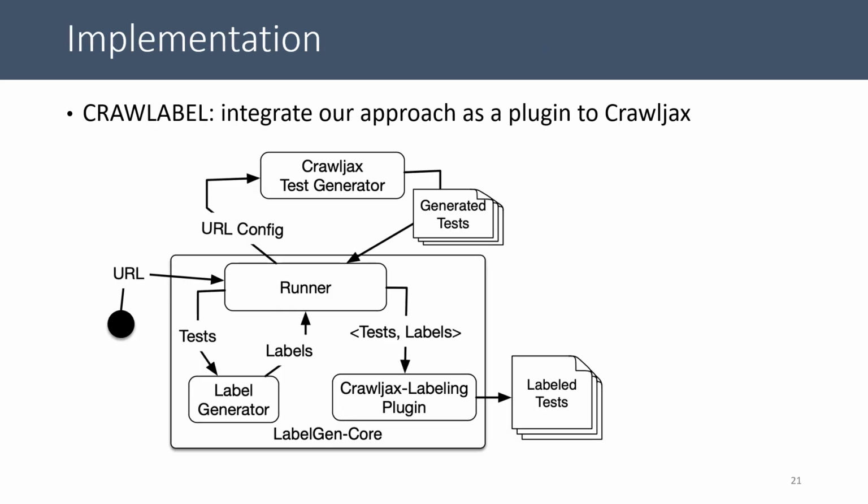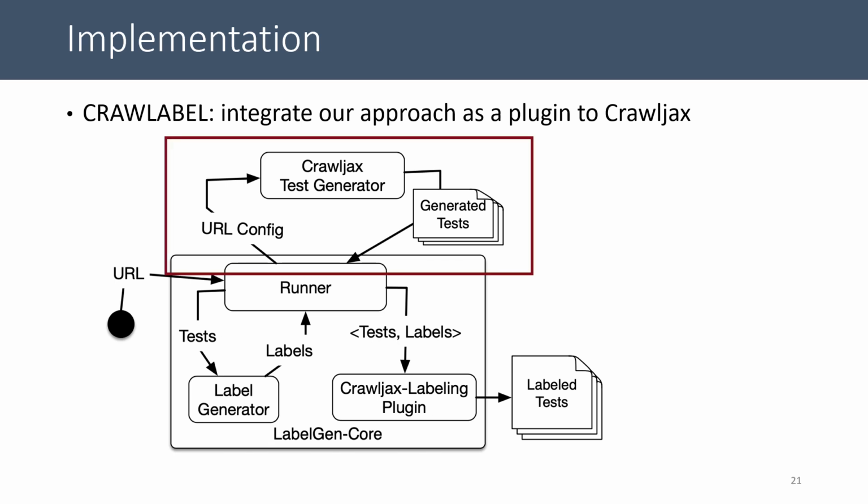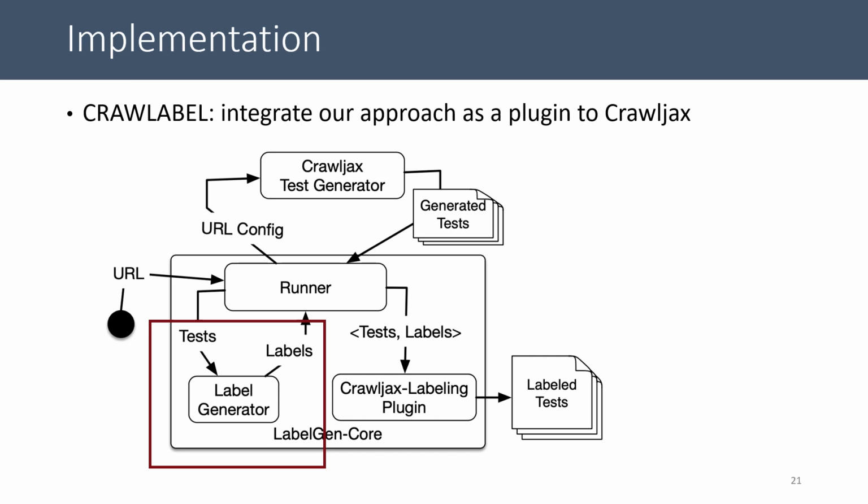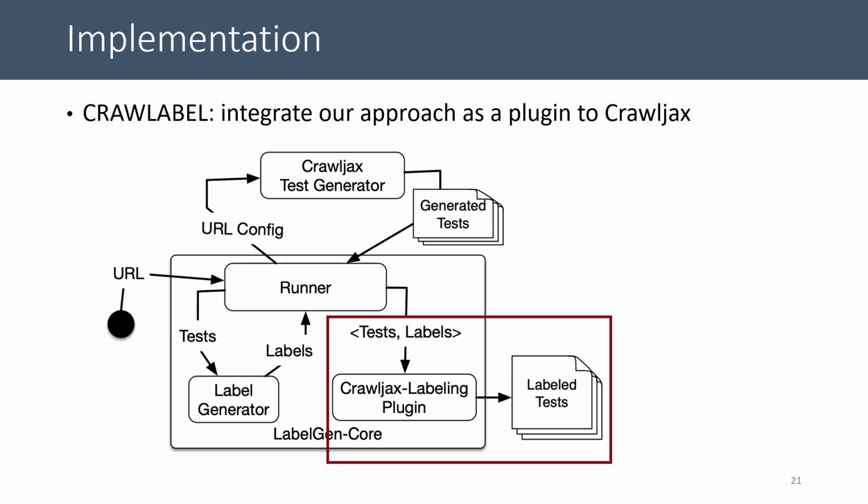This figure presents an overview of the workflow implemented in CrawLabel, which takes as input the URL of the web application under test and generates labeled UI test cases. CrawLabel first invokes Crawljax. Then, the label generator analyzes the generated tests to infer natural language labels for test steps. The previous two solutions are implemented in the label generator. And then, the Crawljax labeling plugin combines the tests and labels, and outputs the labeled UI tests.